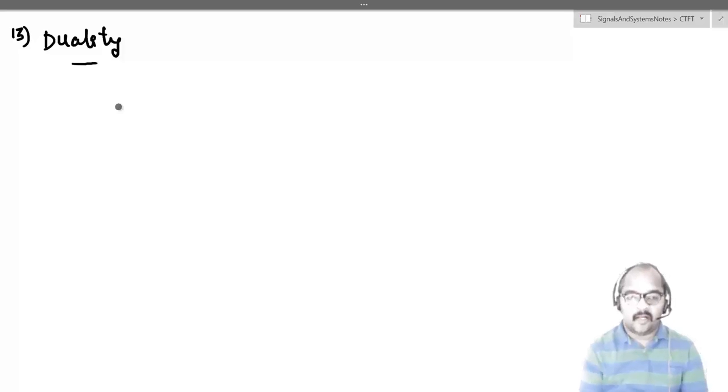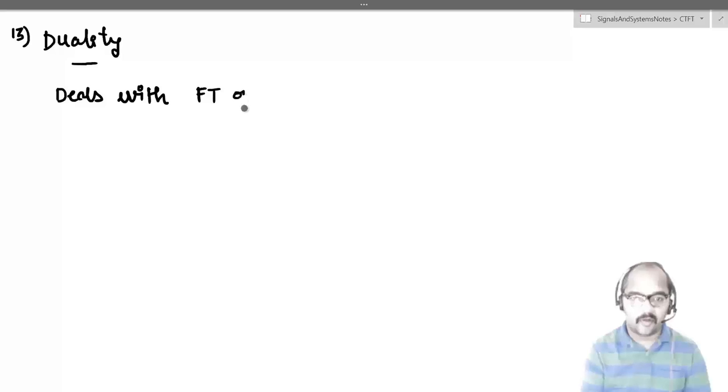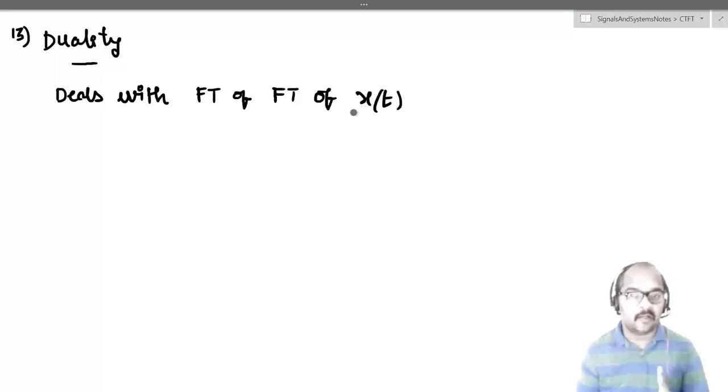Yeah, let's move on to the last property, which is the duality property. This property deals with what the Fourier transform of the Fourier transform of x of t means. If you take the Fourier transform of a signal two times, what will happen? That we call the duality property.